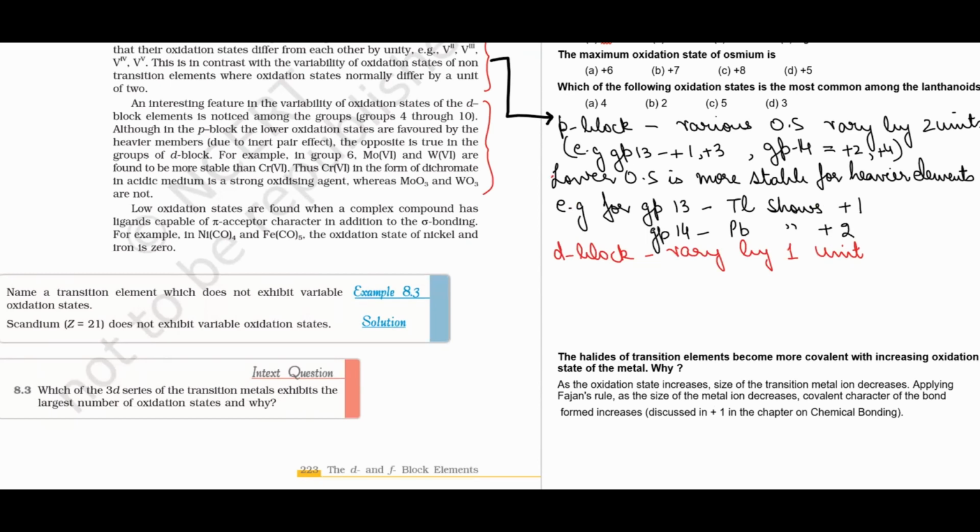Although the common oxidation states are +1, +3. Boron shows +3, and carbon, silicon, germanium, tin, lead, they preferably show +4. So heavier elements, they prefer to show stable lower oxidation states. Whereas for D block, higher oxidation state is more stable for heavier elements. So these are the two differences between the oxidation states that we need to understand, and these are discussed here too.